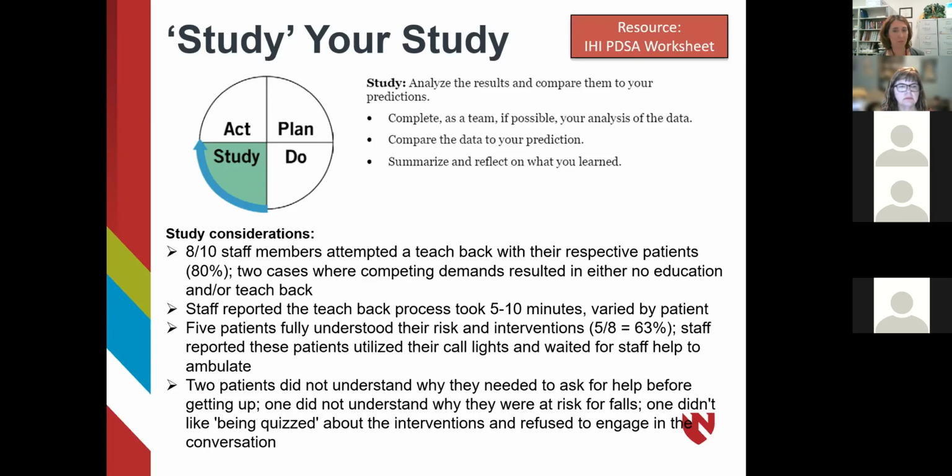But we also identified some challenges. Let's say 2 patients didn't understand why they needed to ask for help before getting up. 1 didn't understand why they were at risk for falls. And 1 patient didn't like being quizzed about the interventions and refused to engage in the conversation.